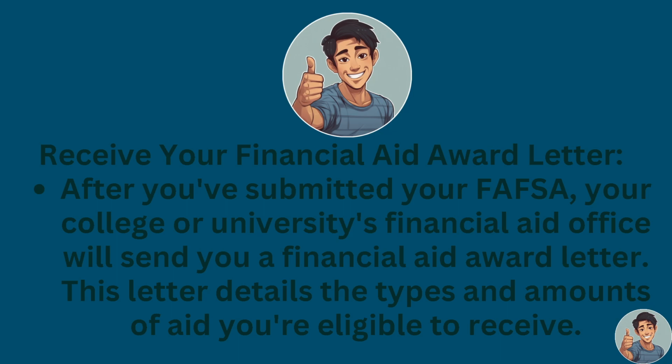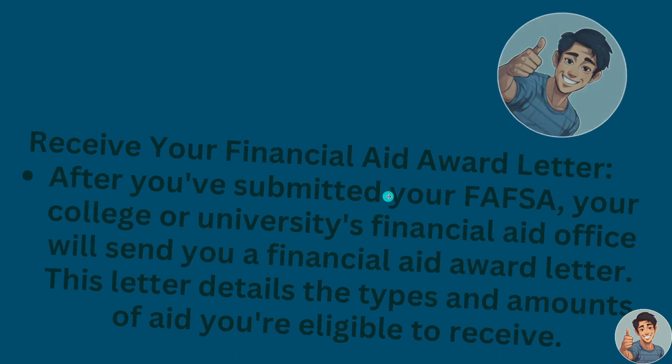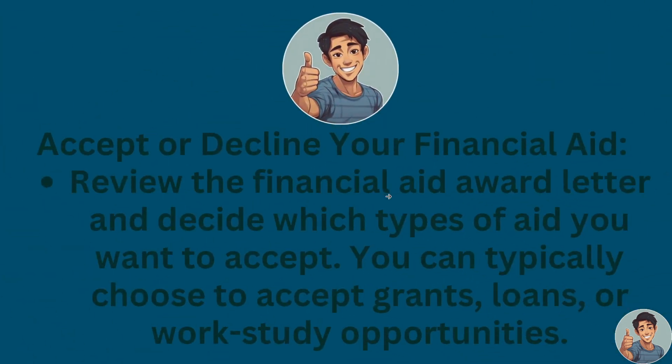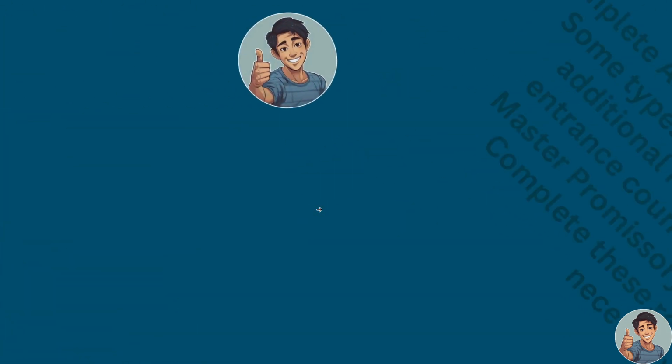Next, receiving your financial aid award letter. After you've submitted your FAFSA, your college or university's financial aid office will send you a financial aid award letter. This letter details the types and amounts of aid you're eligible to receive. After that, review the financial aid award letter and decide which types of aid you want to accept. Okay, so you can typically choose to accept grants, loans, or work study opportunities. Okay, moving along.